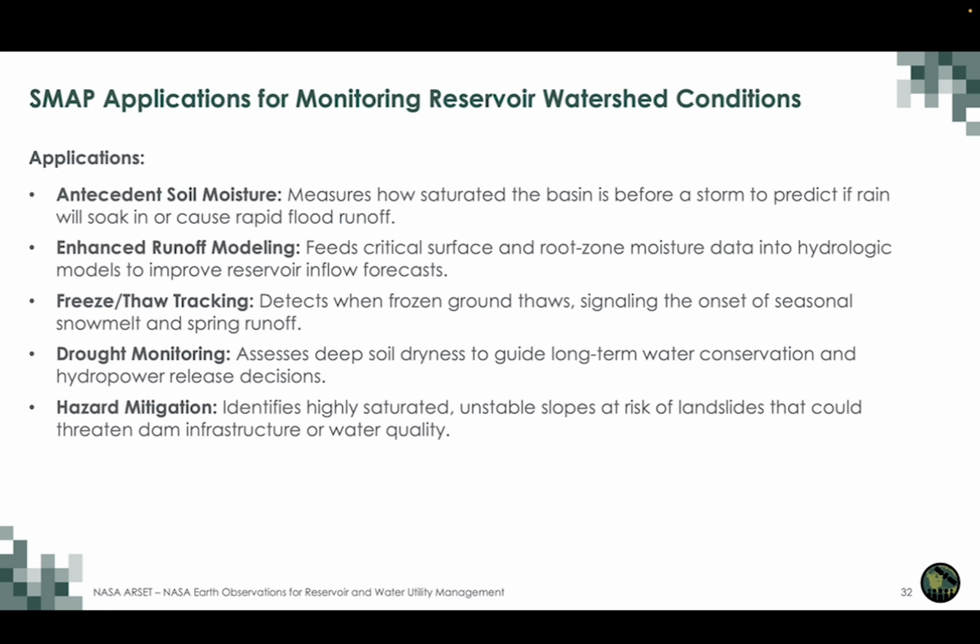So how do we actually apply these SMAP products to our daily reservoir and watershed operations? First, it gives us a clear picture of antecedent soil moisture. By knowing how saturated a basin is before a storm hits, we can accurately predict if incoming rain will safely soak into the ground or immediately trigger rapid flood runoff.